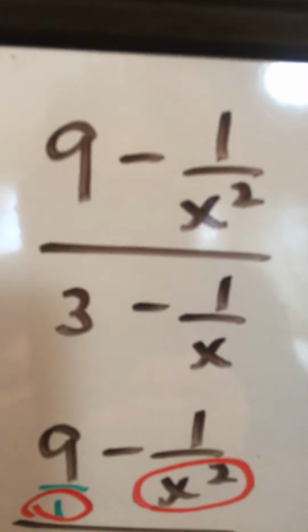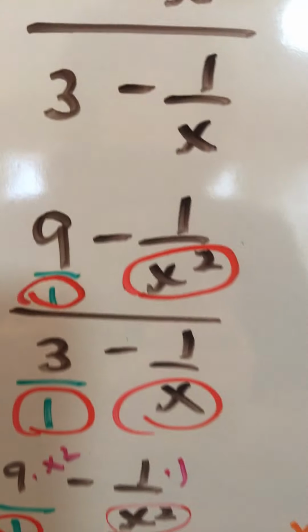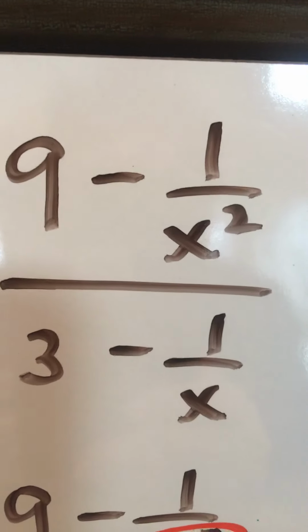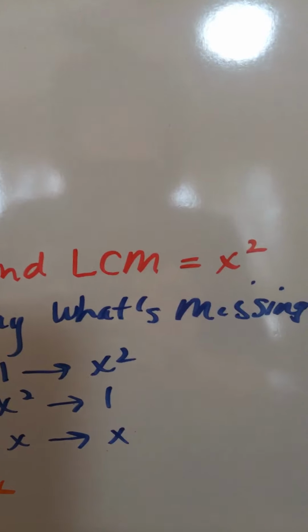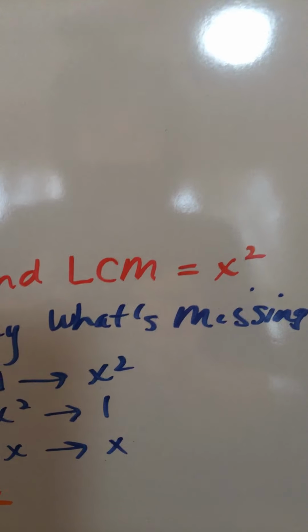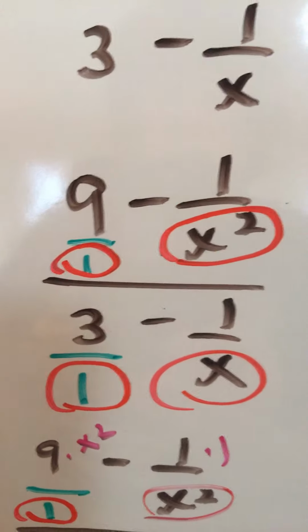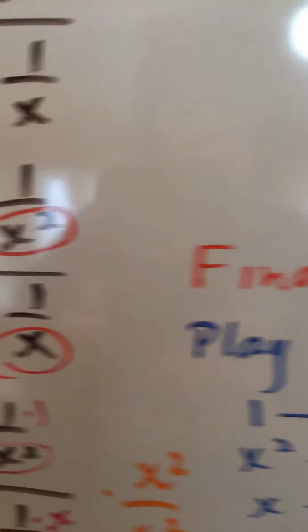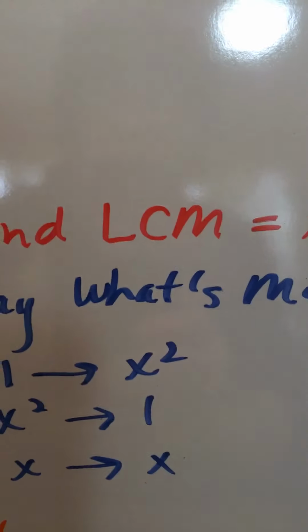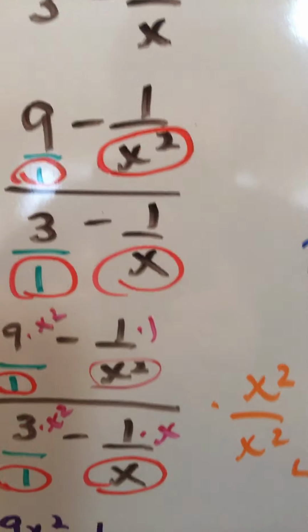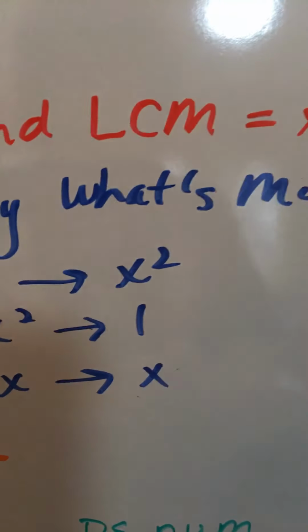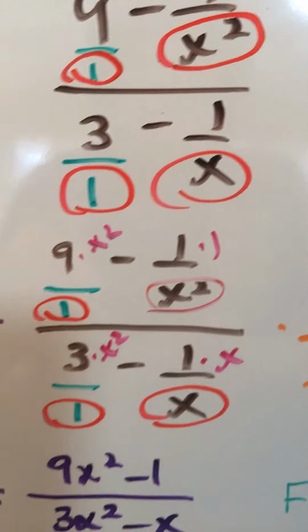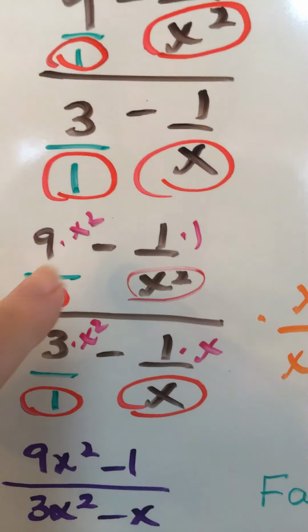So here's the problem. What do I need to do? Put in the ones and circle them. So here's the original problem. So here's now what my original problem looks like. I then ask, what's the LCM for my original problem? My lowest common multiple is x squared. So what does 1 need? X squared. What does the x squared need? Absolutely nothing. What does the x need? An x to get to x squared. So I put in my what's missing numbers.